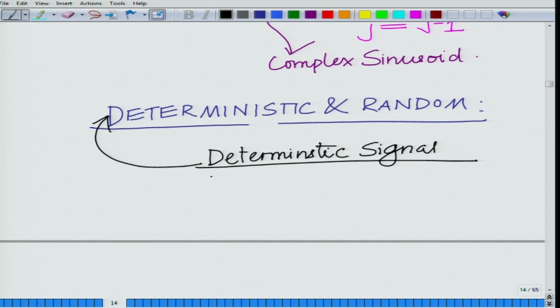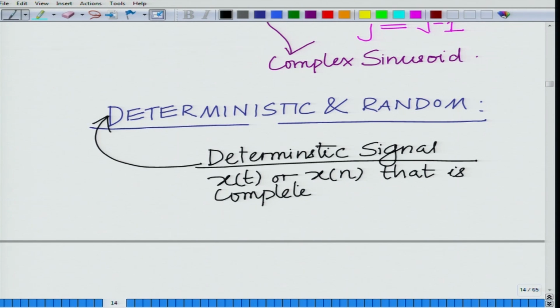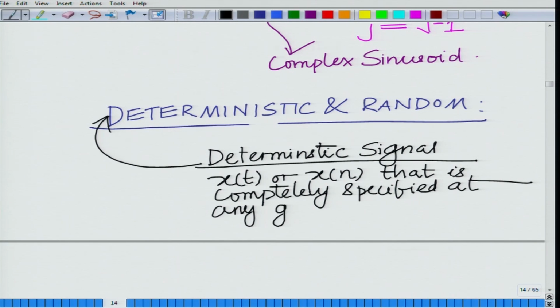This implies xt or xn that is completely specified deterministically at any given time instant.